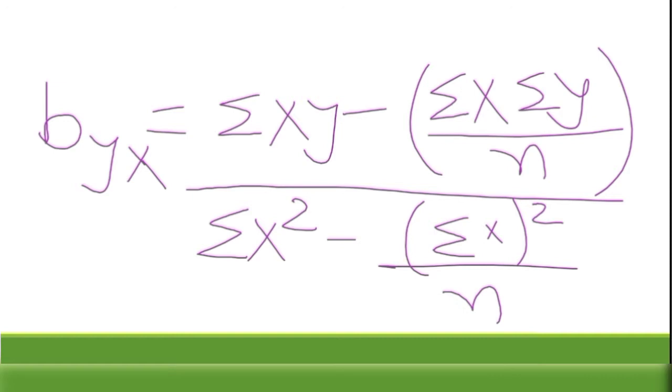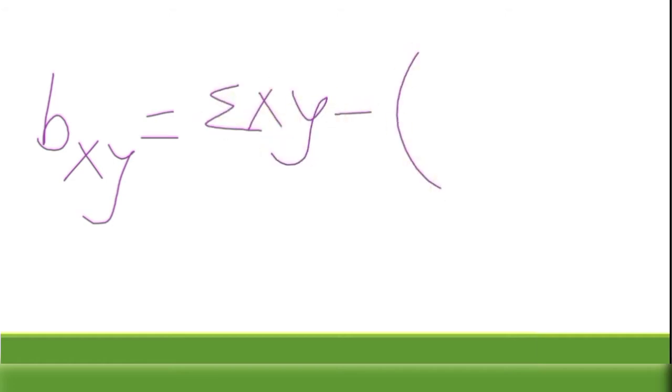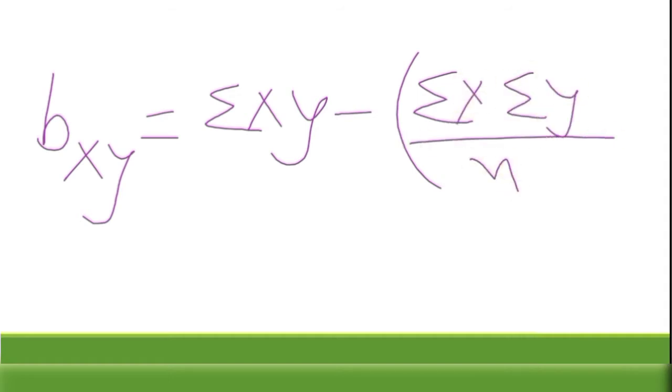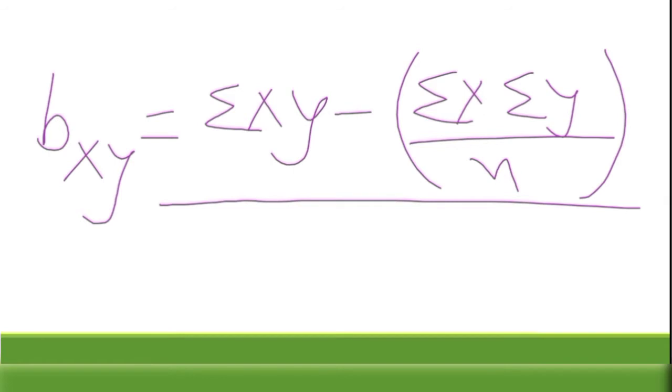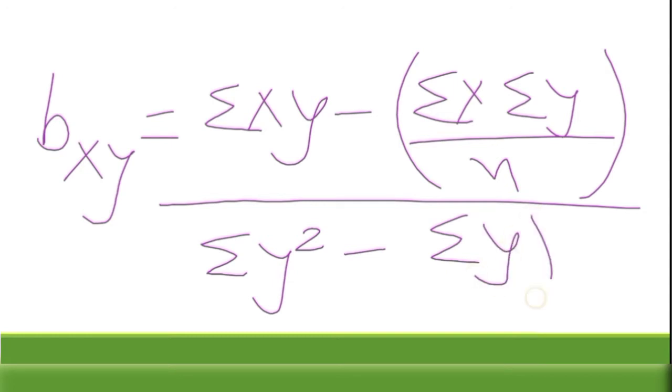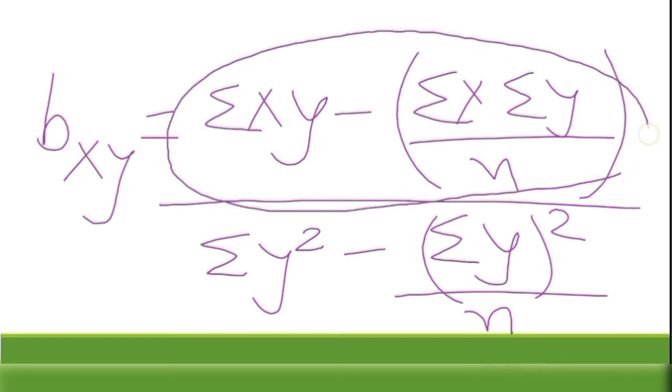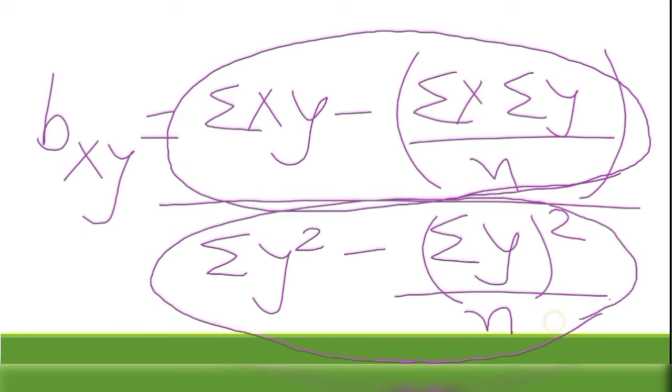And to find out bxy, it is equal to sigma xy minus sigma x sigma y upon n, whole divided by sigma y square minus sigma y whole square divided by n. As you can see in both these formulas, the numerator is same, only the denominator will change.